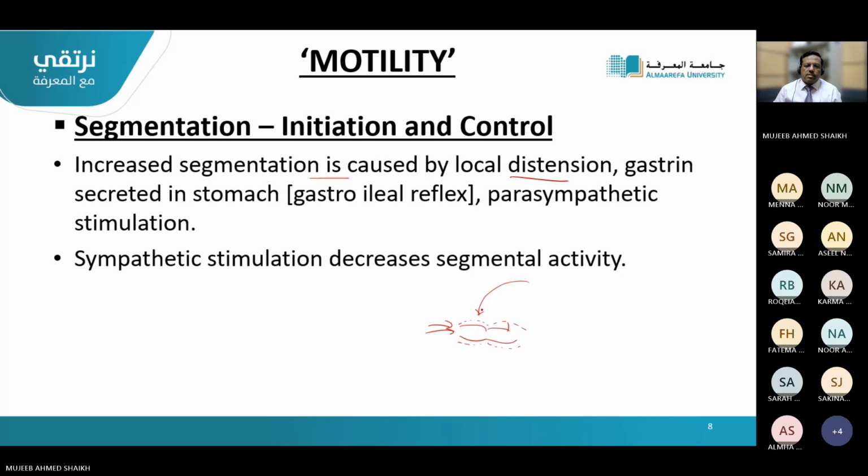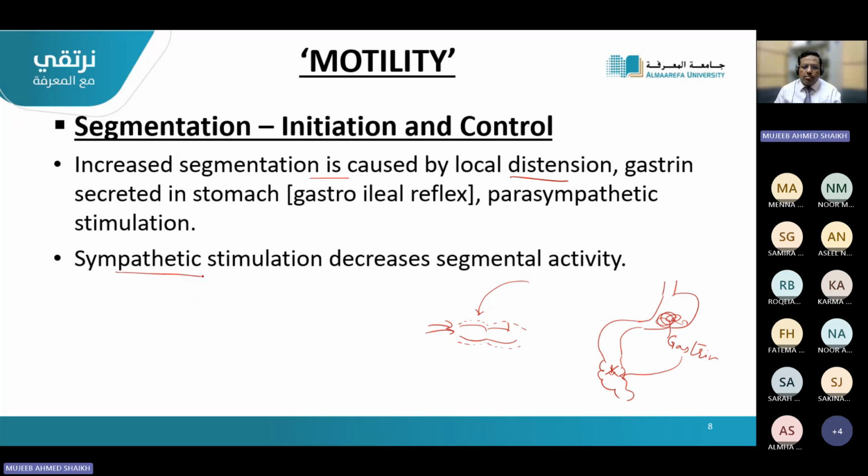gastroileal reflex. When the food is still in the stomach, the small intestine will show segmentation contraction. Why? Although food has not reached up till now, here there is no food, but food is here. Because the food is here, it will release gastrin. This is a hormone released, gastrin. And this gastrin, along with the blood, will come and act here on the smooth muscle cells of the small intestine to lead to depolarization and contraction. This is a cause of segmentation contraction.